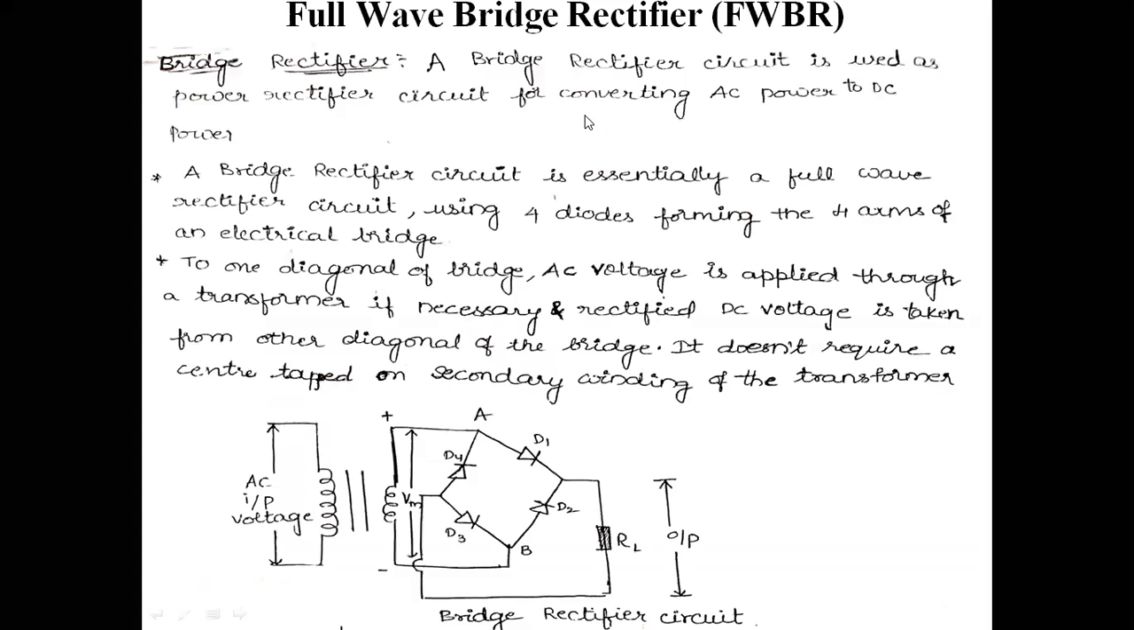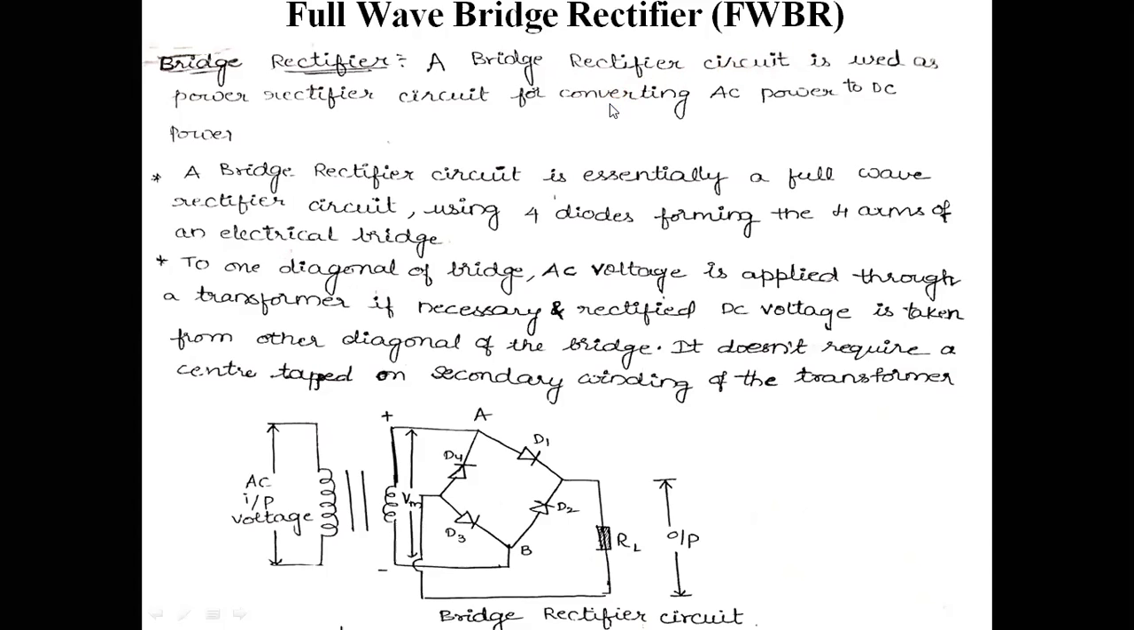Yes, sir. Okay, right. This is the bridge rectifier. The bridge rectifier can also be called a full wave bridge rectifier. Why? Because two half cycles are in conducting state, so we can call it a full wave bridge rectifier. In short notation, we can treat it as FWBR, full wave bridge rectifier.